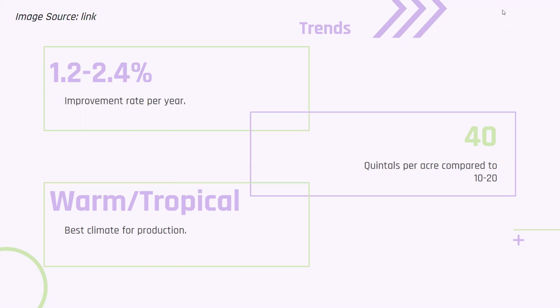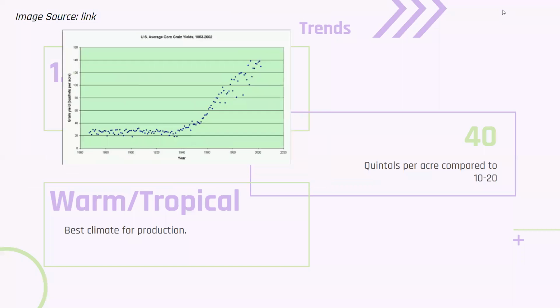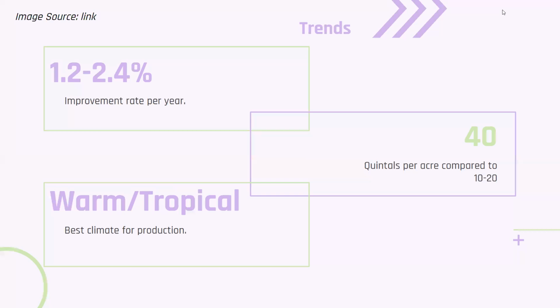Lastly, let's look at some of the trends for corn. About 1.2 to 2.4% is the rate of improvement in crops of corn per year. Looking at this graph, you can see a steady incline from when they discovered this technology. Looking at yields, you can get about double or more quintals per acre when you hybridize the corn. You'll have about 40 quintals per acre when you hybridize compared to the 10 to 20 quintals per acre without hybridization. Another point to know would be that even though this is a year-round crop, a warm and tropical climate is needed. This crop does not like frost and will fail in those conditions.